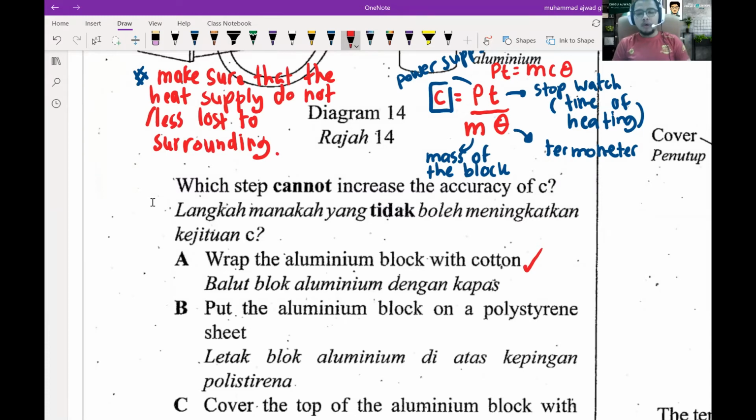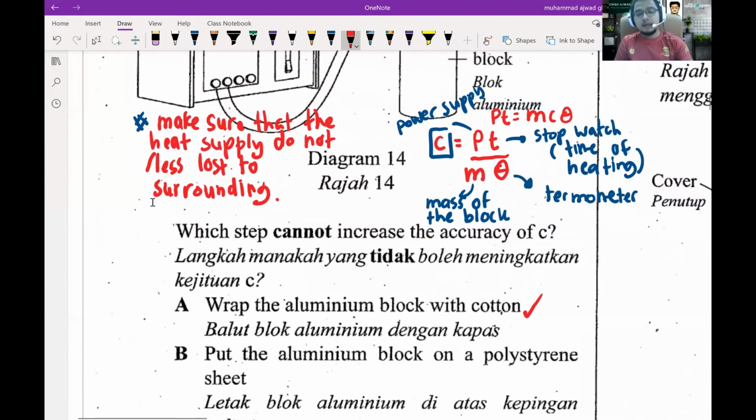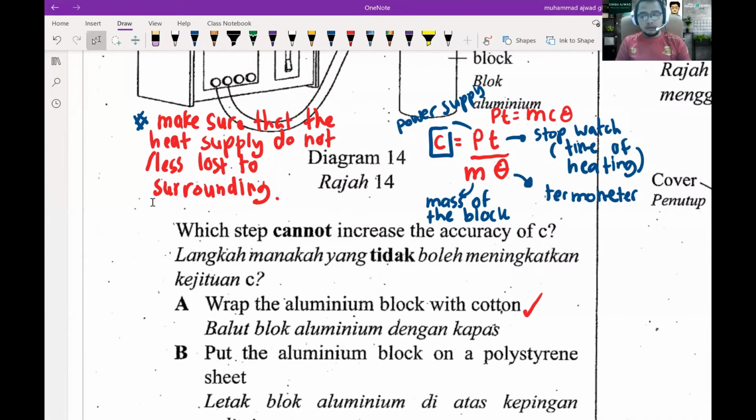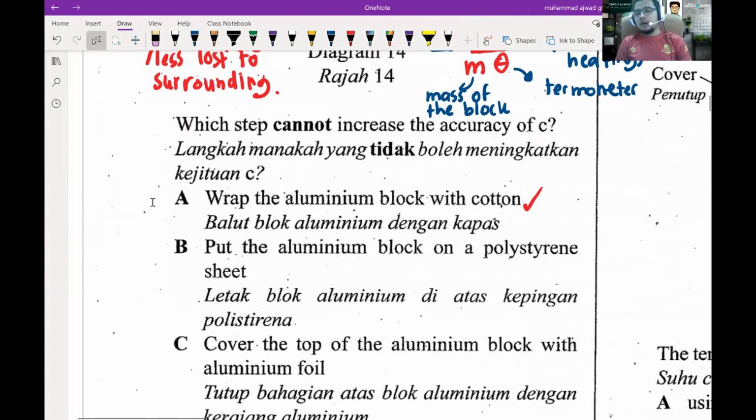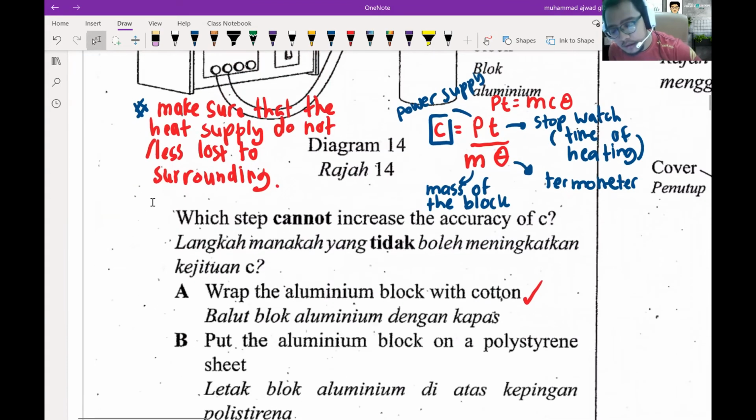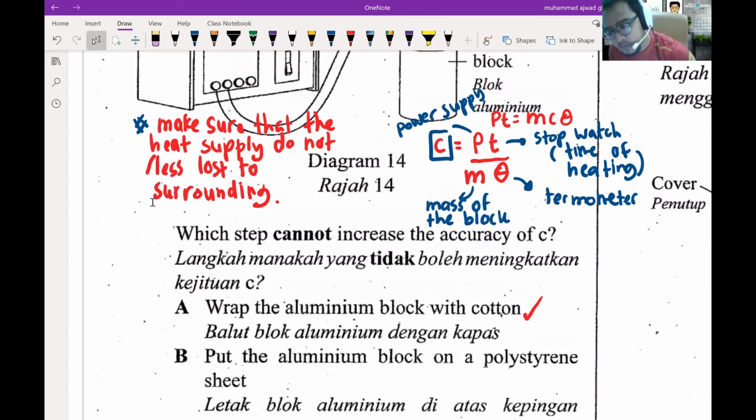Wrap the aluminium block with cotton. Purpose dia to prevent the heat loss to surrounding. Okay, wrap the aluminium with cotton to prevent the heat loss to surrounding. Okay, put the aluminium block on the polystyrene sheet. Maksudnya yang ini jangan letak atas meja. Okay, jangan letak atas meja.